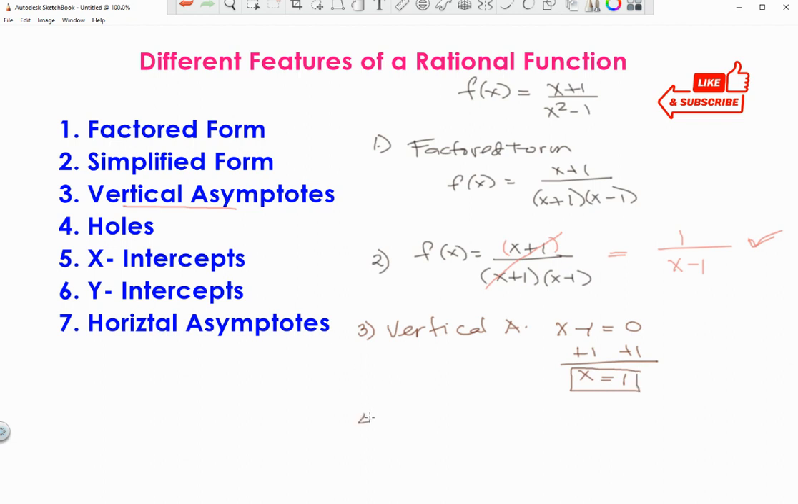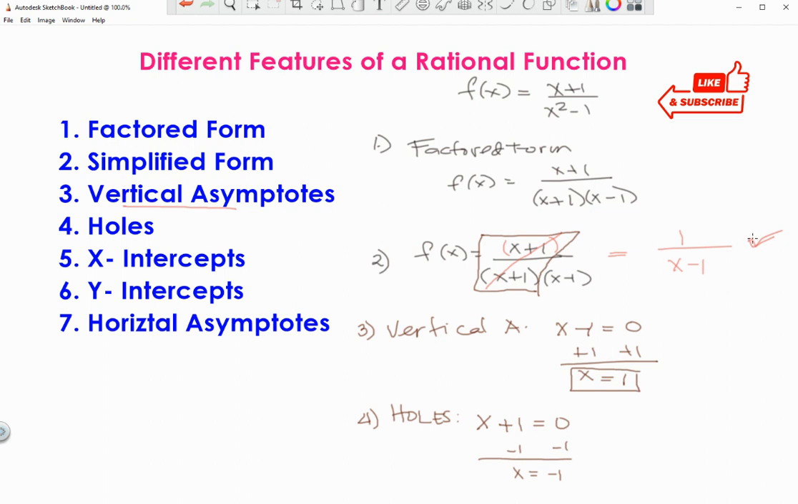Now, number four, we want the holes, or hole if there's only one, as in this case. How do we find it? Well, remember that factor that was common in the numerator and denominator, that's x plus 1. That has something to do with a hole. You take that common factor, x plus 1, and equate that to 0, and we solve for it. I'm going to subtract 1 on both sides of the equal sign. Therefore, x equals negative 1. So this is the x value for that.